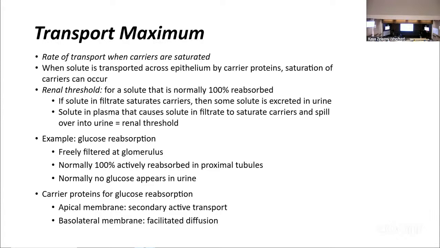Okay. So for our carrier proteins for glucose reabsorption, we saw that we're doing this by taking advantage of a sodium gradient that we set up with our sodium-potassium pump. At the apical membrane, we're using that sodium gradient, which means this is secondary active transport. Across the basolateral membrane, once we have a high concentration of glucose in the epithelial cell, we've got a glucose gradient that we can use on its own. So it's going to be passive, from high glucose in the cell to lower glucose as you approach the blood. But glucose is big, so you need a protein. So it'll be facilitated diffusion.